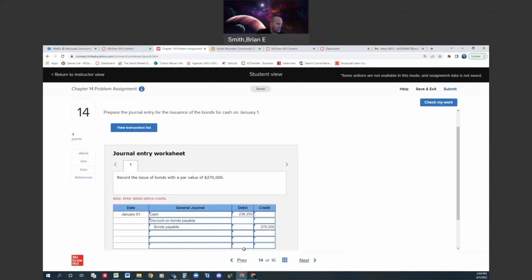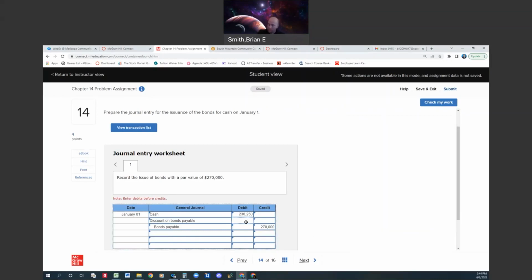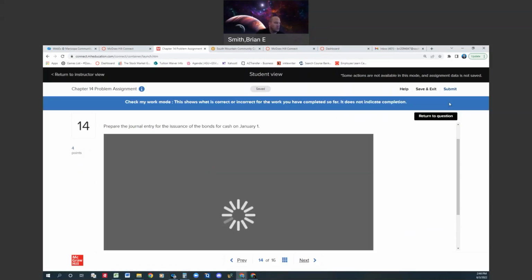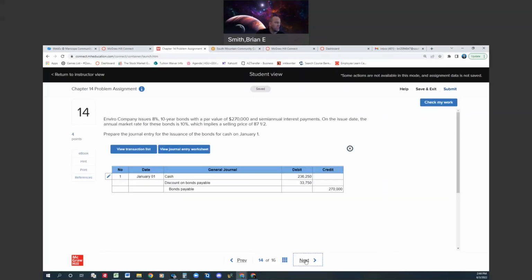And it's going to be the difference between our note and what we actually received in cash. $33,750. Let's give that a check. Perfect. Perfect. Check out the next one.